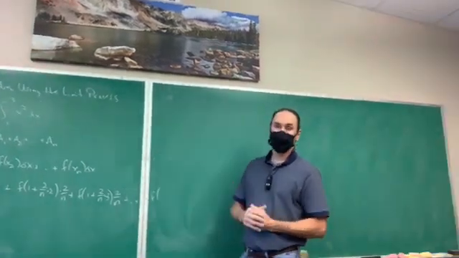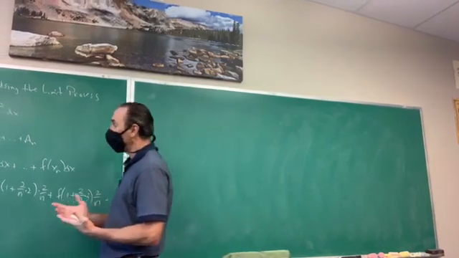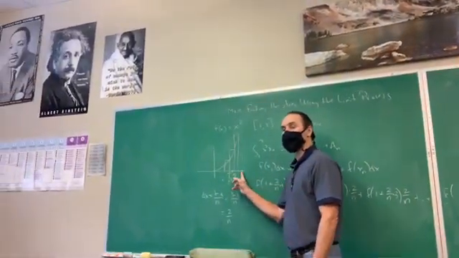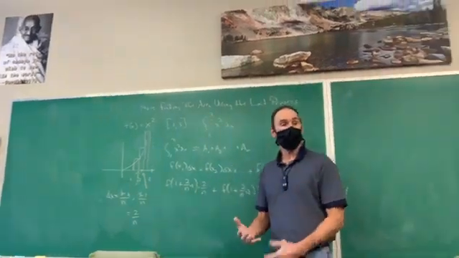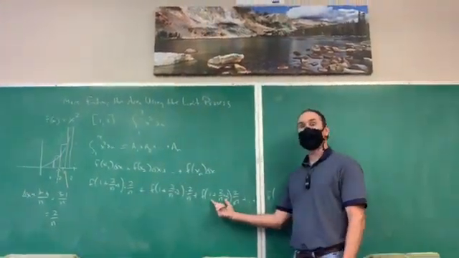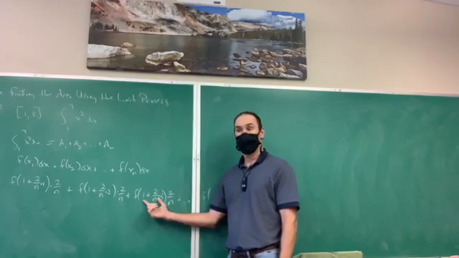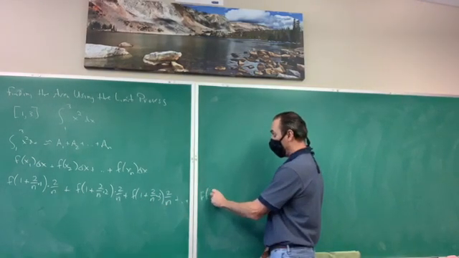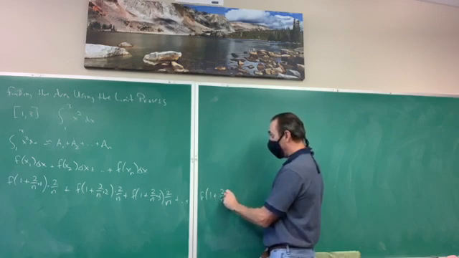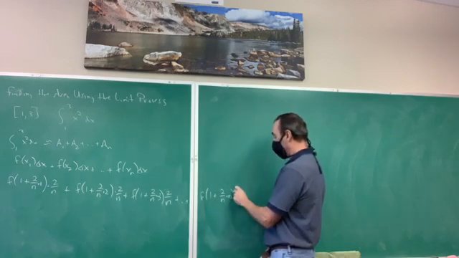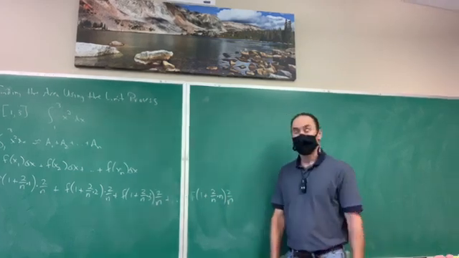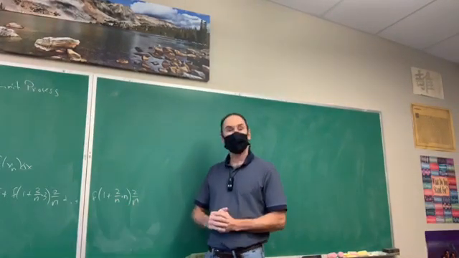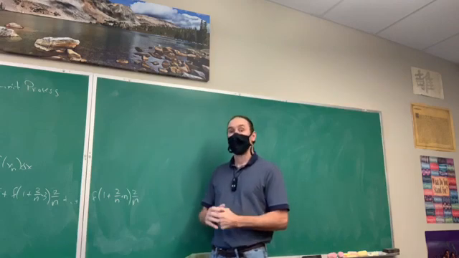So our nth rectangle, now we know that the right rectangle is gonna end up being at 3, but we're not gonna write it as f of 3, we're gonna write it in the same counting scheme that we started here. So we're gonna call that f of 1 plus 2 over n times n, times 2 over n. Exactly, okay? So even though that's f of 3, we're gonna write it in the form f of 1 plus 2 over n times n.